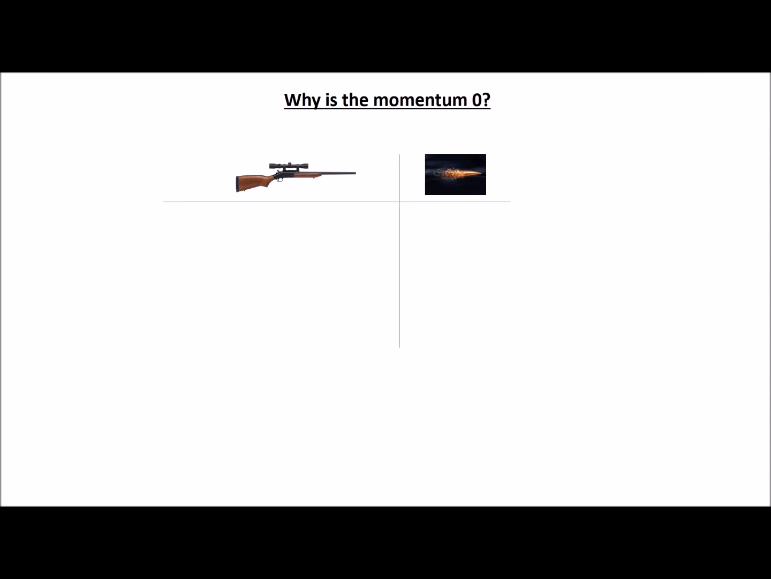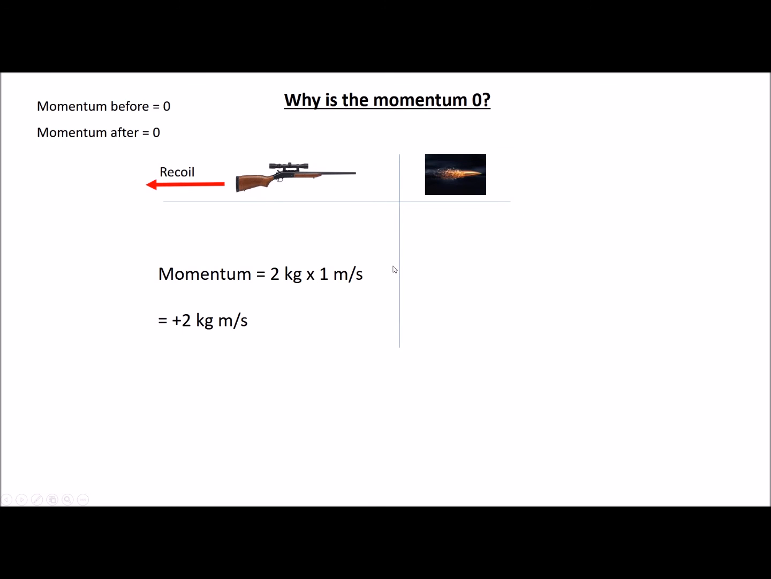Before the rifle was fired, the momentum was 0, which must mean that the momentum after should also be 0. So let's try and explain this. The momentum of the rifle moving back is 2 kilogram meters per second. I've given it a positive number because it's moving in the opposite direction to where the bullet is going, and the bullet has a velocity of minus 200 meters per second, so that will give us a momentum of minus 2 kilogram meters per second. If we take the sum of this plus 2 and the minus 2, we should get 0, which tells us that our momentum after is 0, and this obeys the conservation of momentum.